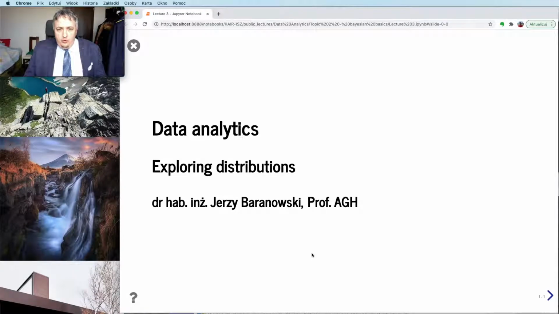Today we'll continue the aspects that were happening on the last courses and also on the last lecture, and partially things that we've mentioned on the exercises.